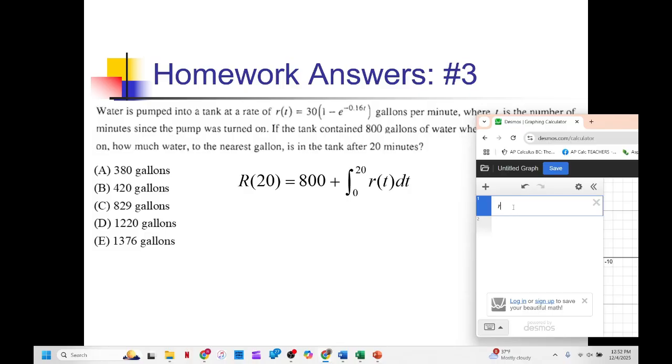So let me start by putting R of t in there as its own function. That's 30 times 1 minus e exponent negative 0.16t, and then we can close all of that. And now I want to do 800 plus the integral from 0 to 20 of R of t dt. And that comes out to about 1,220 gallons if we round it off to the nearest gallon.